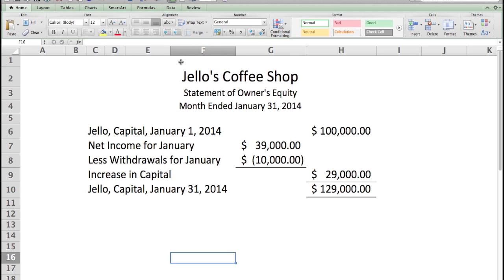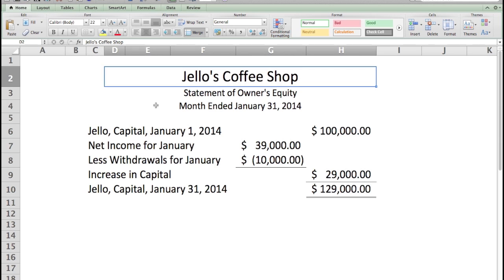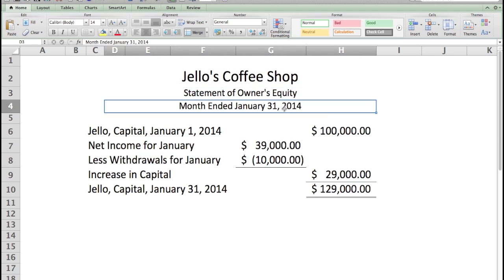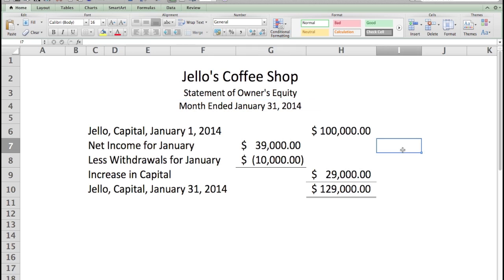The first is the who, Jello's Coffee Shop. The second line is the what, it's a statement of owner's equity. And the third one is the when, the month ended January 31st, 2014. Before we go any further, I'm going to add parentheses on the line items that need to be subtracted, such as expenses. This is so in the video you can clearly see what numbers are being subtracted and what numbers are being added. The first line after the header is Jello's starting capital.